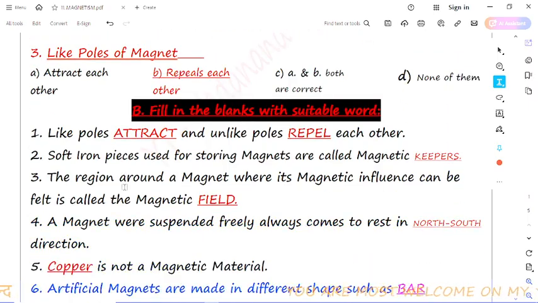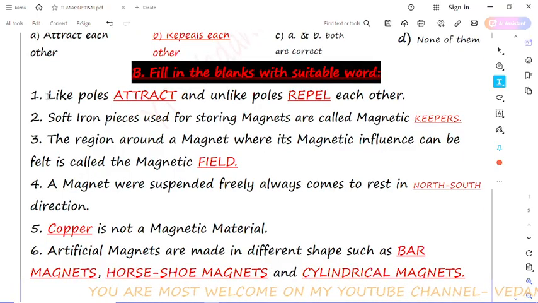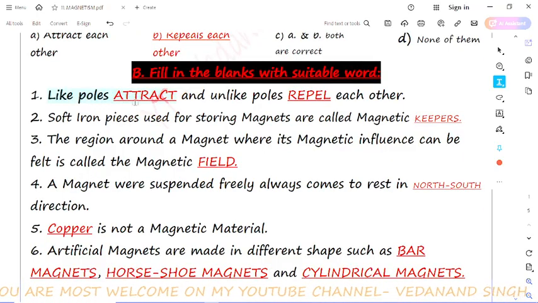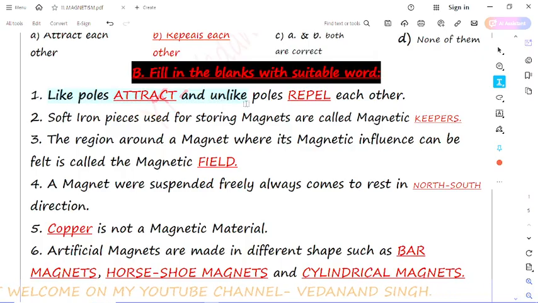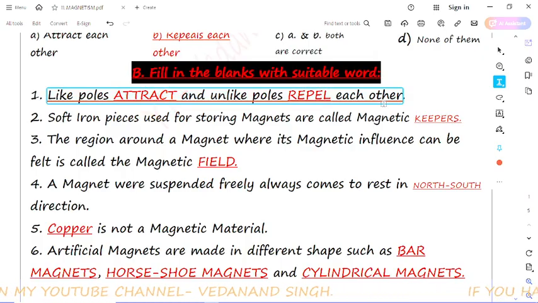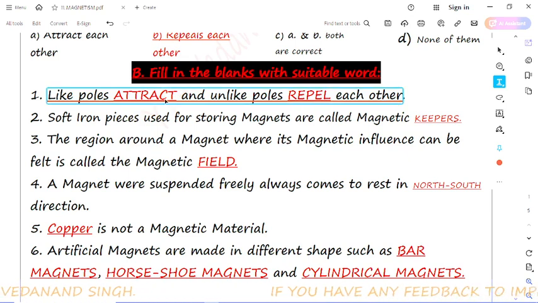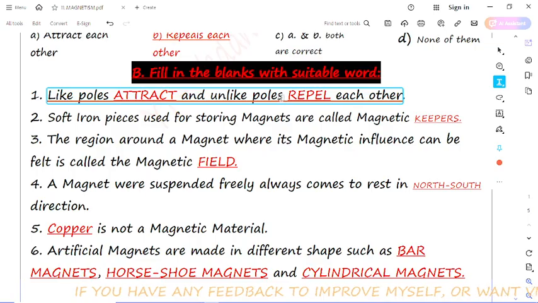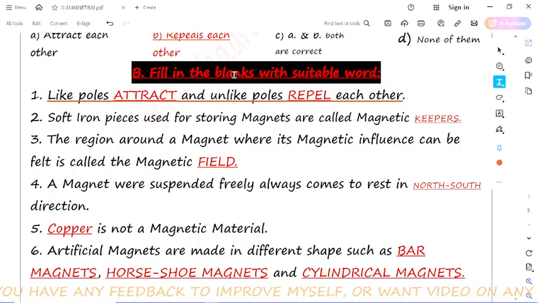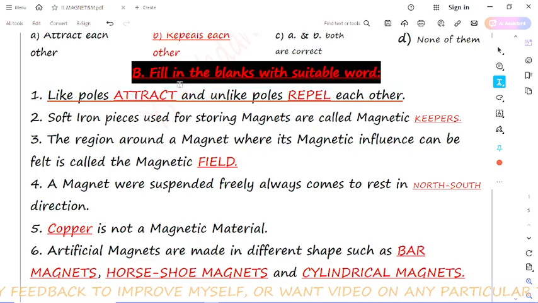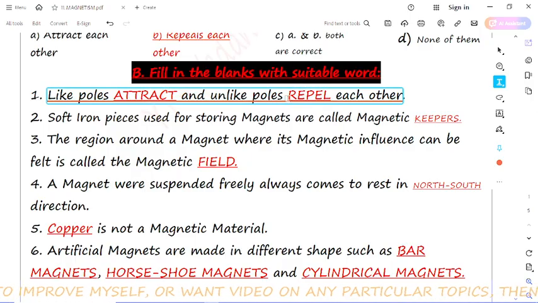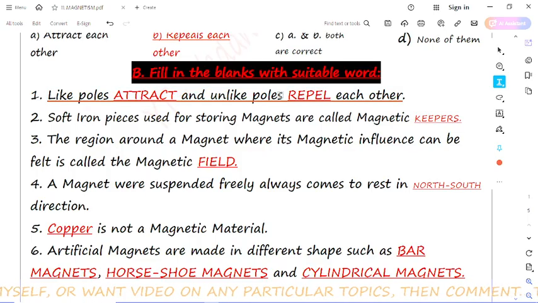Now the next question is a fill in the blanks portion, where we have to use the suitable word. The first is: like poles attract each other and unlike poles repel each other. This is a reverse answer, meaning like poles repel each other and unlike poles attract each other. The answer would be in reverse order, so here it would be repel and here it would be attract. This is a typing mistake.